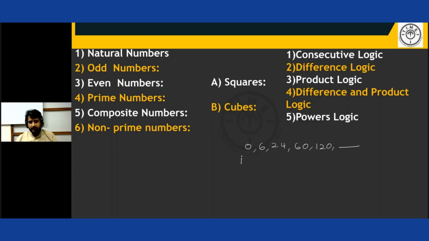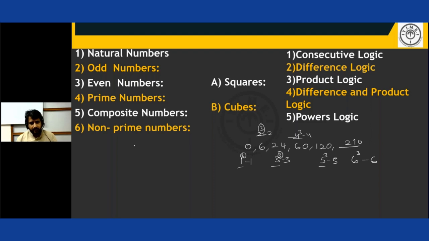0 can be written as 1 cube minus 1, 6 as 2 cube minus 2, 24 as 3 cube minus 3. Here comes the importance of powers. 60 can be written as 4 cube minus 4, 120 as 5 cube minus 5. 1, 2, 3, 4, 5 are consecutive natural numbers. Next will be 6. According to this pattern, it will be 6 cube minus 6, 216 minus 6, so 210 will be your answer.